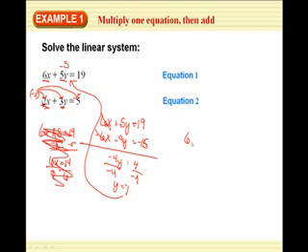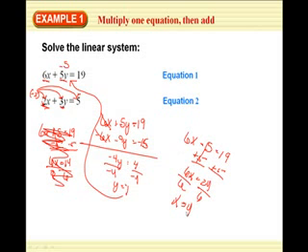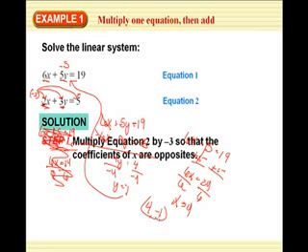That's going to be 6x minus 5 equals 19 plus 5. There, that's better. 6x equals 24. Divide by 6. x equals 4. So the answer is 4, -1. And if you put those into both equations, it would work.